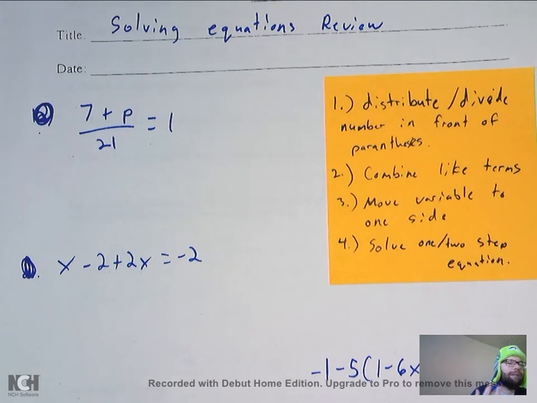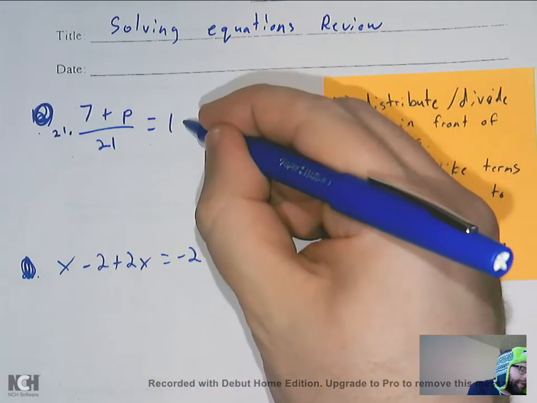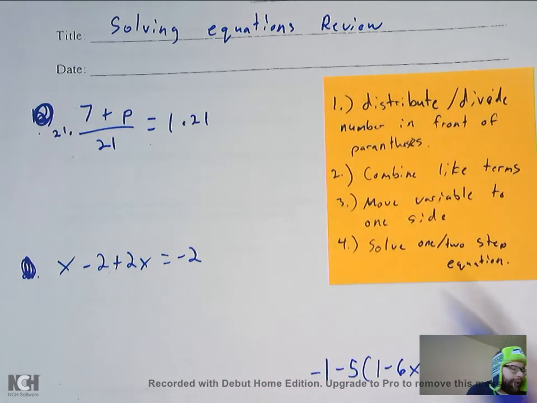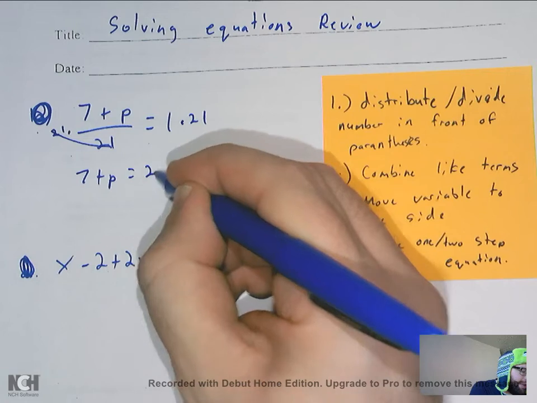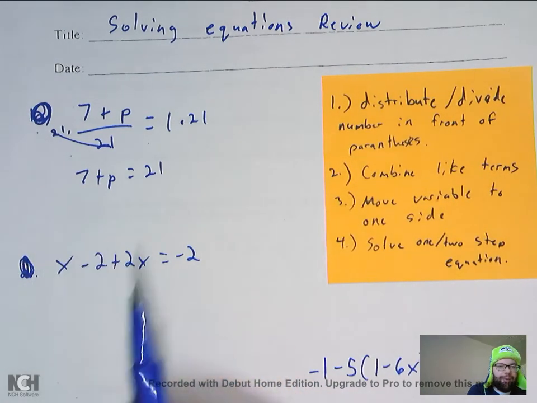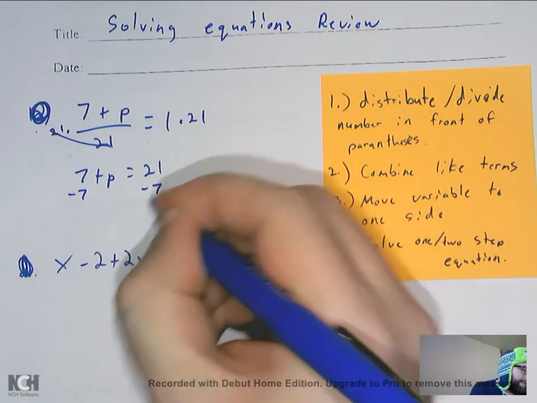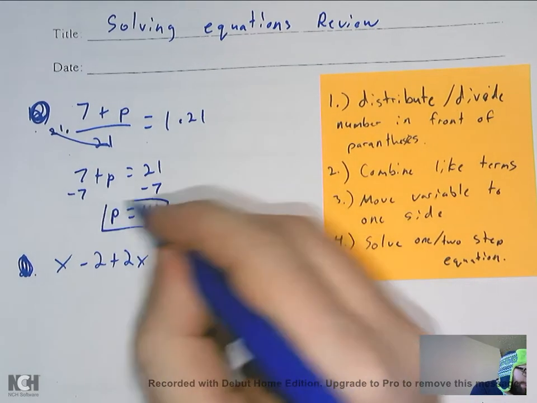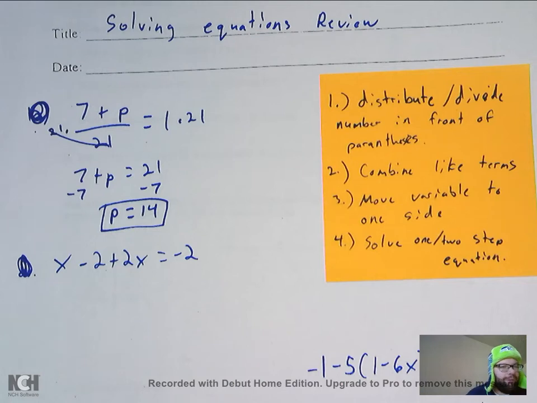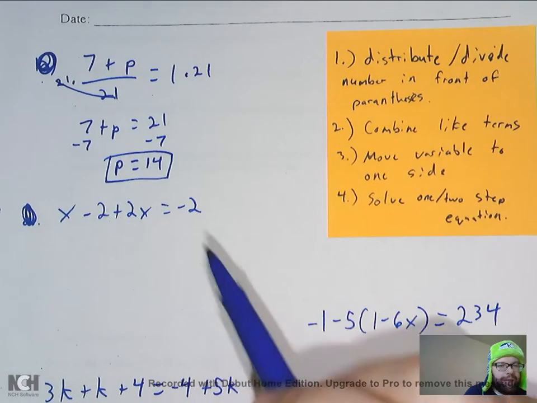Opposite operation of dividing is multiplying. So in order to cancel out that 21 on this side, I'd have to multiply. And since I multiplied on that side, I have to multiply on this side. So the 21s cancel out. I'm left with 7 plus p is equal to 21. And then I have to get rid of the acquaintance. He's positive, so to move him to the other side, I would subtract. So you'd minus 7, and p would equal 14. And that'd be your answer. That's all you have to do. It's a 2-step equation, right? Multiply, subtract, you're done.